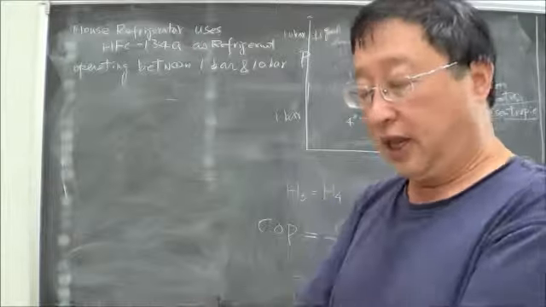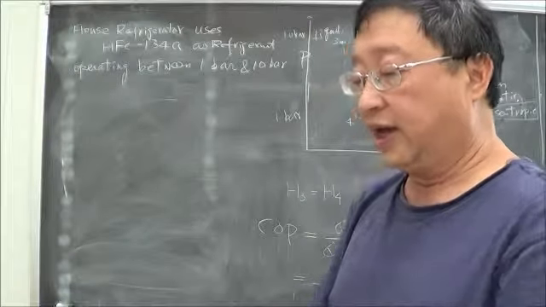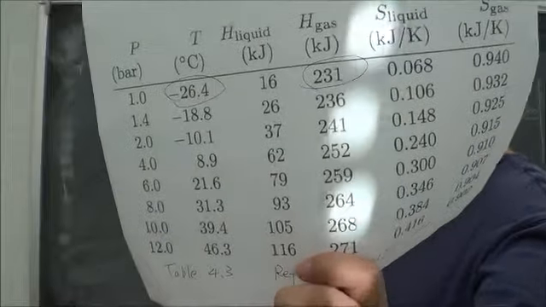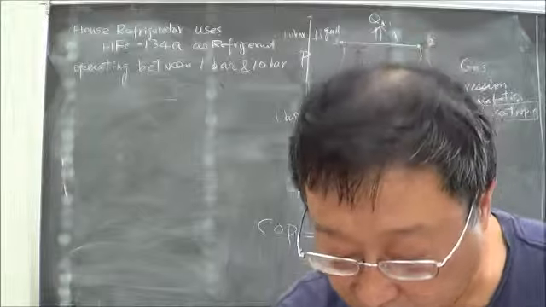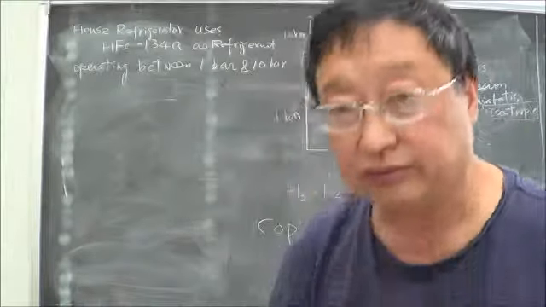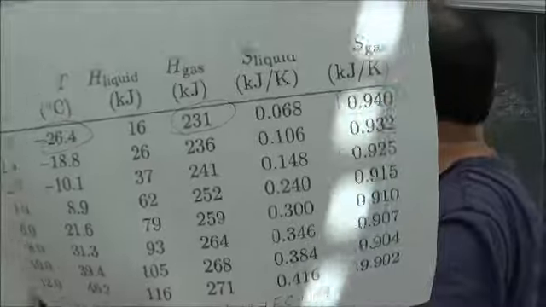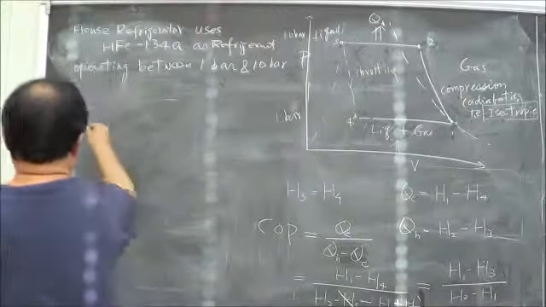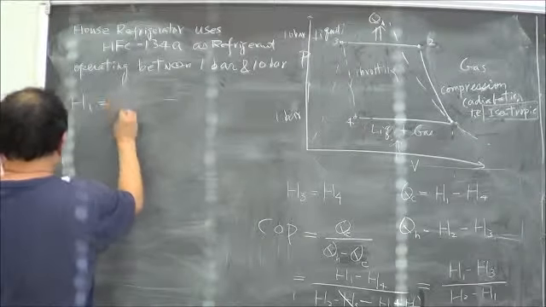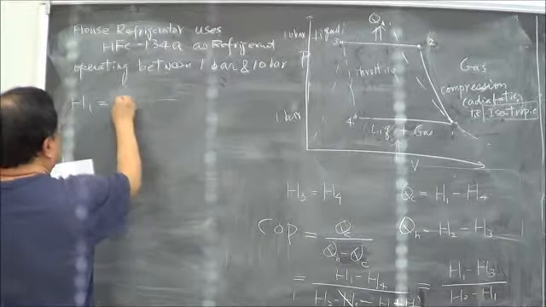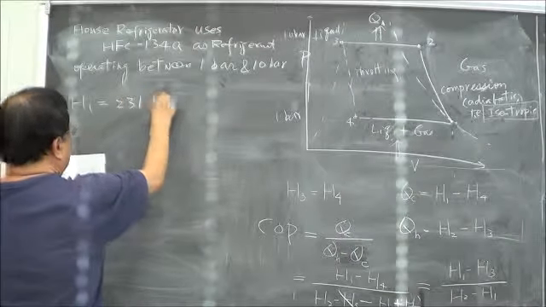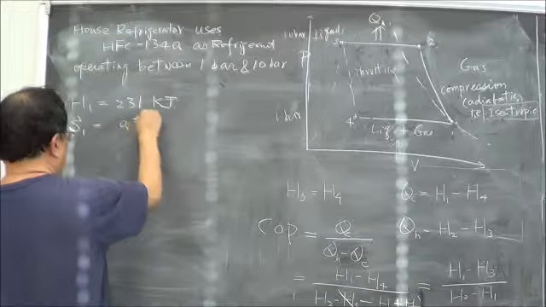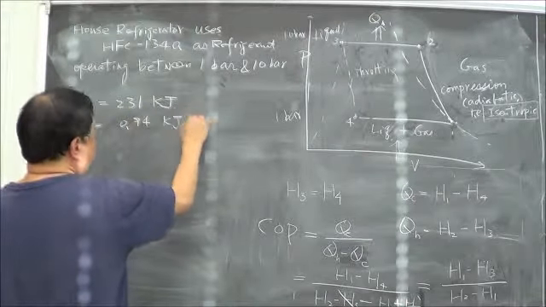And it's H1, you can calculate it. So H1 is going to equal 231 kilojoule. Not only that, you will also know the entropy value. You're going to need that entropy value in order to calculate H2. So now I can write down H1 equal to 231 kilojoule, and S1 is going to equal 0.94 kilojoule per Kelvin.